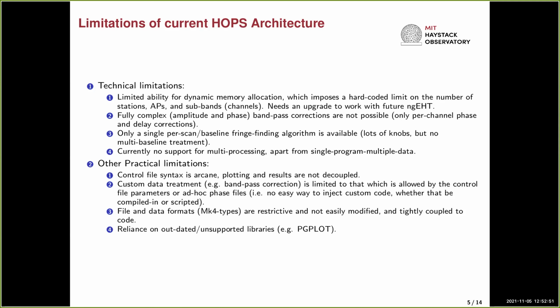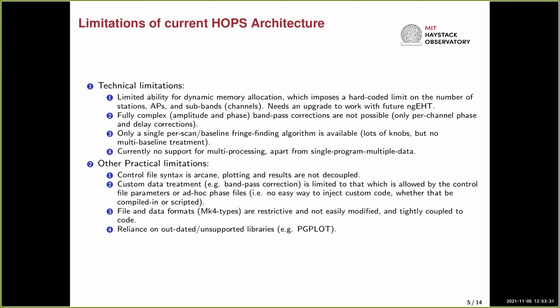So the technical limitations of the existing software primarily stem from the fact that our dynamic memory allocation is really rather limited. All this code is written in C, and while there is some dynamic allocation that's possible, a lot of the code depends on statically sized arrays. You can continue to bump these up over the years, but it's not a practical solution long-term, and it needs an upgrade to work with the ngEHT. There's no ability to do fully complex bandpass corrections. It's only really per channel phase and delay corrections. And the fringe finding algorithm is a single scan, single baseline algorithm.